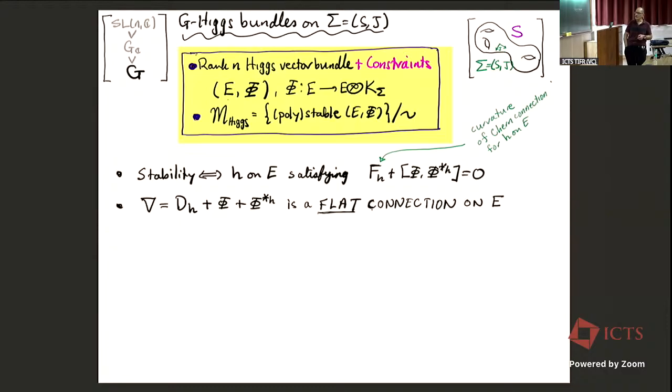So you can think of it as equivalent to the existence of a metric on the bundle satisfying the Higgs bundle equation. This is the curvature of the Chern connection defined by the holomorphic structure on E and the metric, which is the argument of this equation. A metric which satisfies this property allows you to construct a flat connection on E. So the flat connection is constructed out of the Chern connection that came from the solution to this, and the Higgs field and its dual with respect to the metric. So this is a flat connection on E.